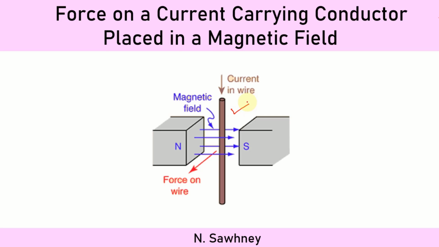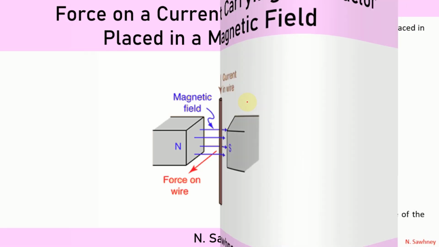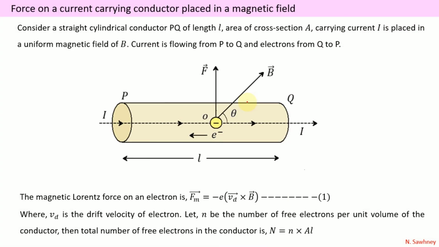Here we have to calculate the magnitude of this force. So let us start with it. For this, let us consider a cylindrical conductor PQ of length L and area of cross section A carrying current I, which is placed in magnetic field B.